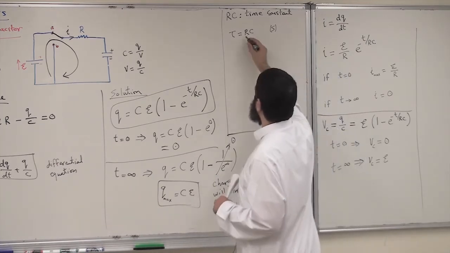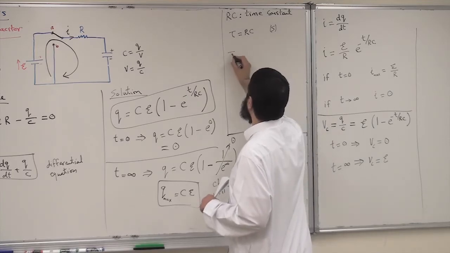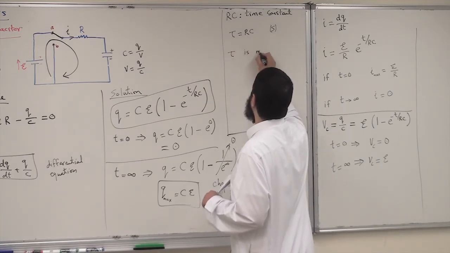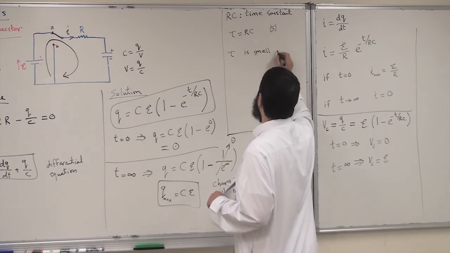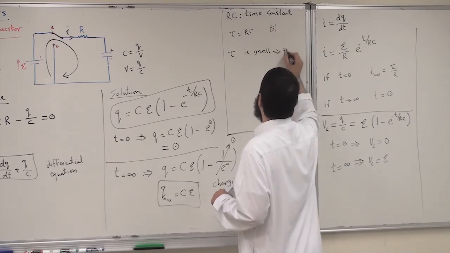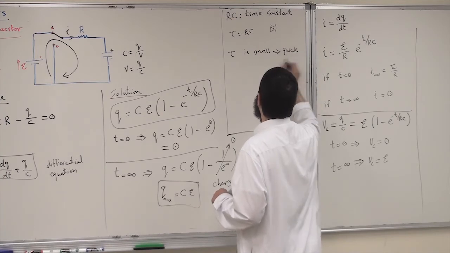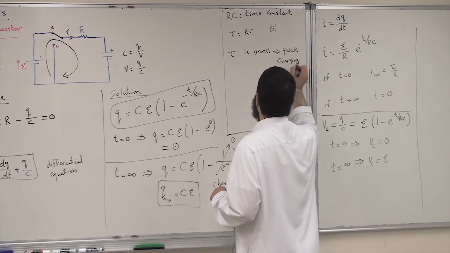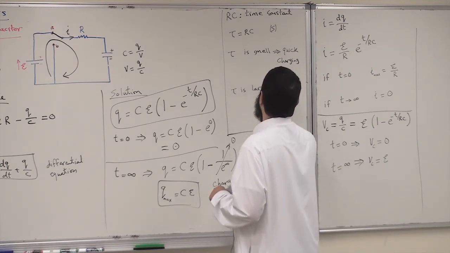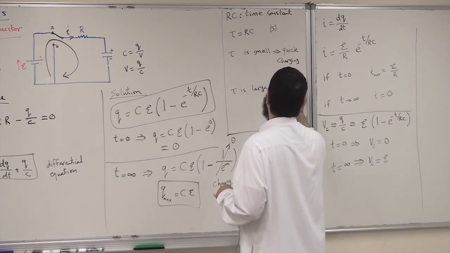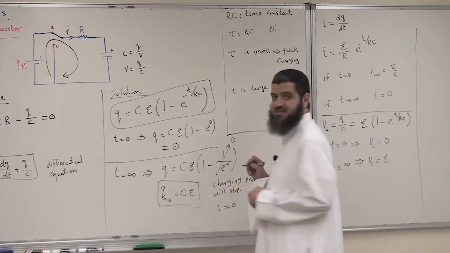If this product is small, so tau is small, what does it imply? If tau is small, this implies quick or fast charging of the capacitor. Okay? If tau is large, this tells us that it will be slow charging of the capacitor.